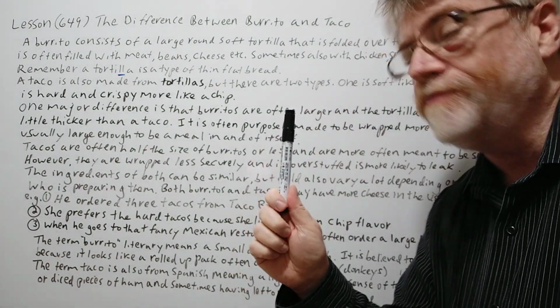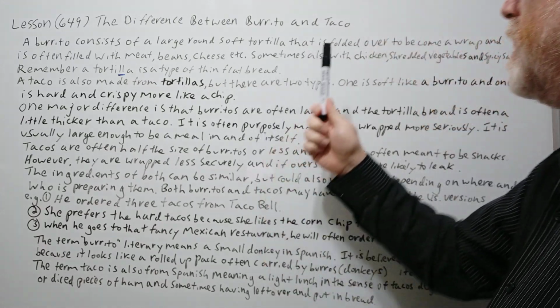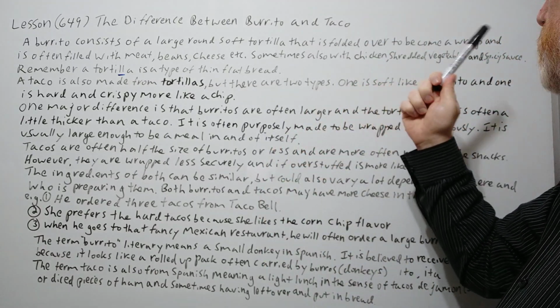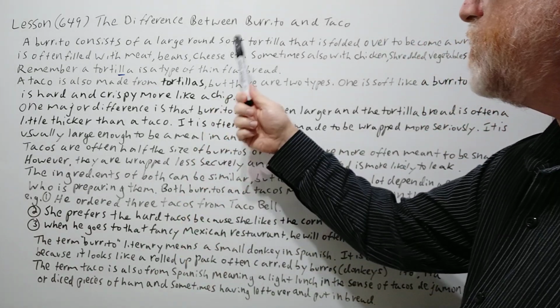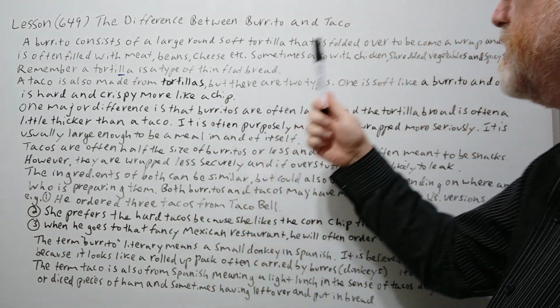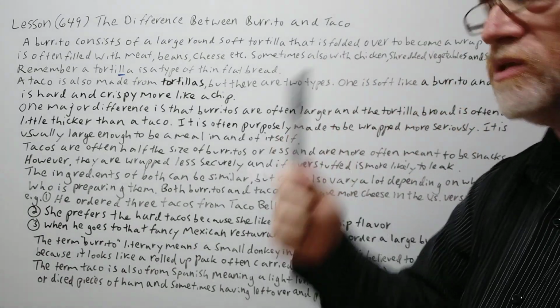Now, a burrito consists of a large, round, soft tortilla that is folded over to become a wrap and is often filled with meat, beans, cheese, etc. Sometimes also with chicken, shredded vegetables, and spicy sauce.